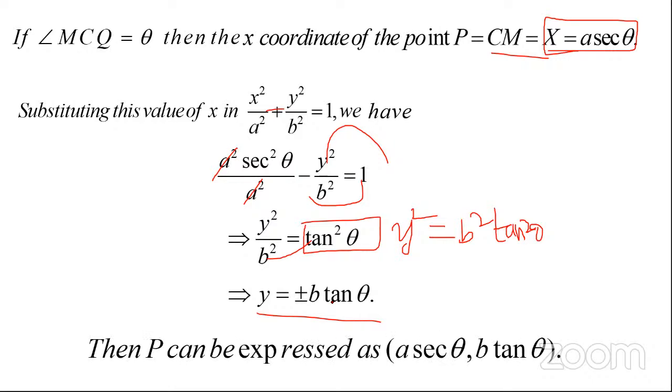Then P can be expressed as (a secant theta, b tan theta). This is the parametric form for the hyperbola. But for the ellipse, the parametric form is (a cos theta, b sin theta), and for the hyperbola it is (a secant theta, b tan theta). So remember it.